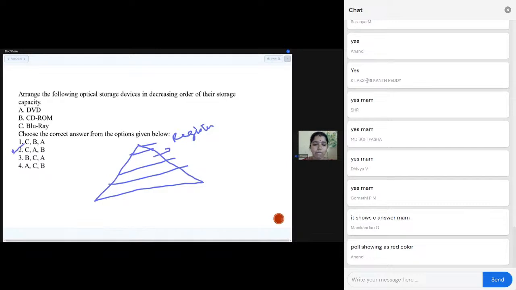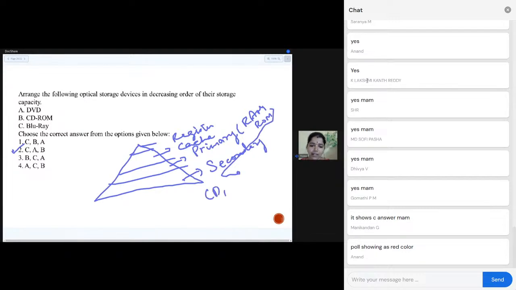Register, cache memory, primary memory, and secondary memory. So these are the different types of memory. In primary memory, we have RAM and ROM. In secondary memory, we have devices like pen drives, CDs, DVDs, external drives, and all of that.